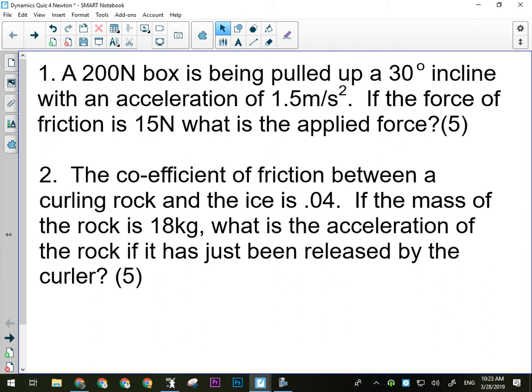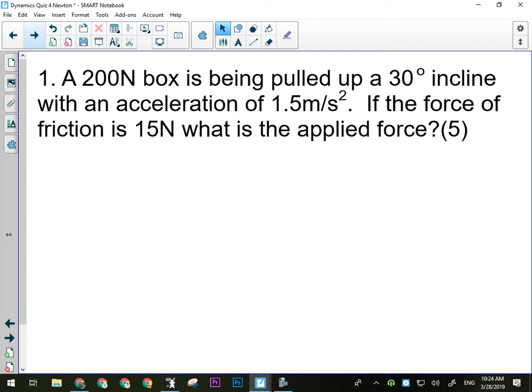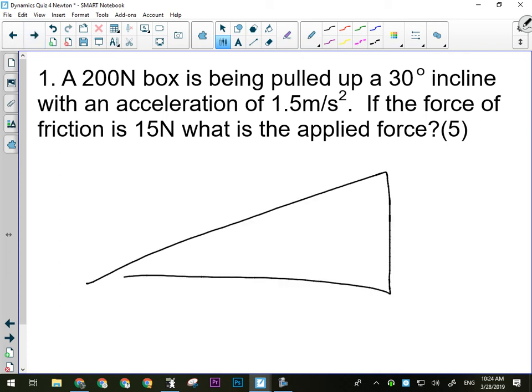Okay, watch and listen carefully here, guys. So for question number 1, we've got a 200 Newton box. Is that one of those tricks I warned you about? I didn't give you the mass, I gave you the weight of it. It's being pulled up a 30-degree incline.